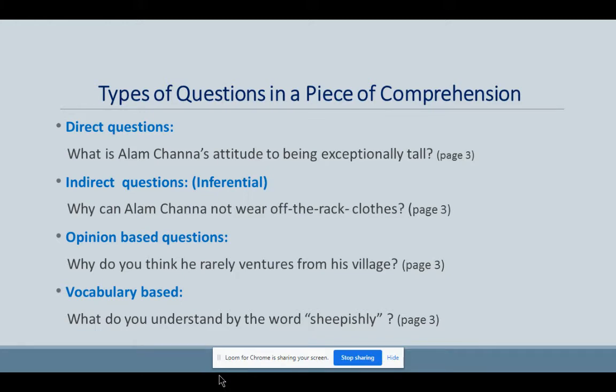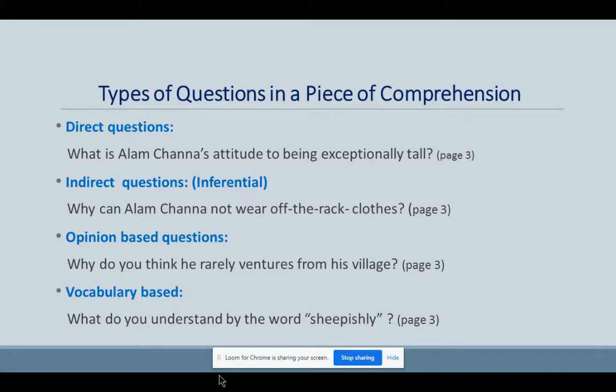In Unit 1, there are 3 different texts given. These are small pieces of text. One of the texts out of 3 is about the world's tallest man, and he happens to be a Pakistani. Some of you might know his name, Alam Channa. So the question is, what is Alam Channa's attitude to being exceptionally tall? This is one example of a direct question.